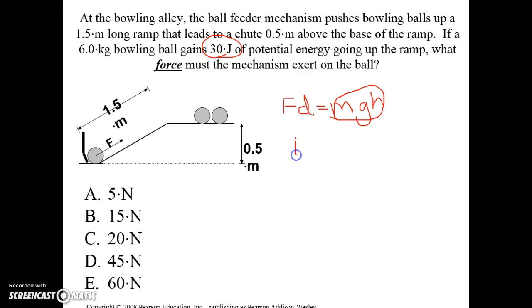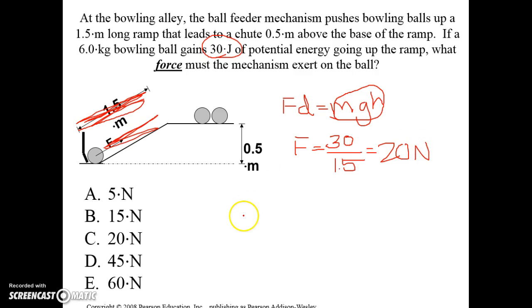So if I'm looking for just the force, I would take the 30 divided by the distance I have to apply the force. So it has to be this distance here because I'm applying the force up the ramp. So this would be divided by 1.5, and I would get 20 newtons.